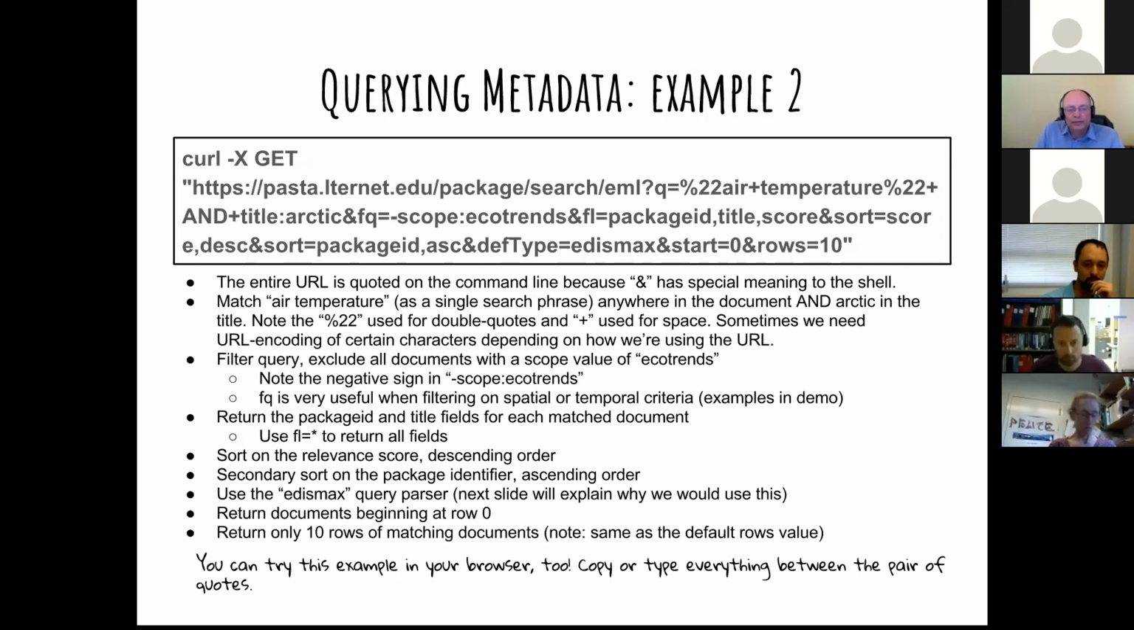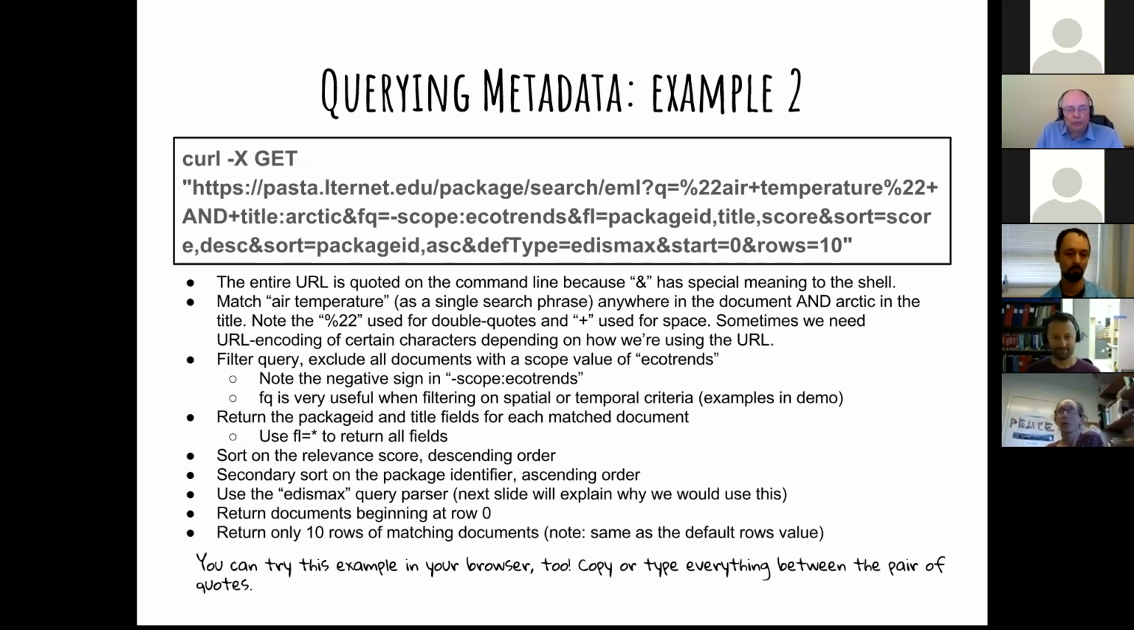In this case, note the negative sign in front of scope. This means exclude all matches that have the scope value of ecotrends, which is something you might want to do if you didn't want your search results to include any of the 15,403 documents from the Ecotrends project.